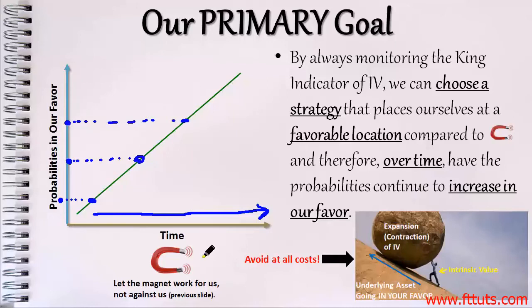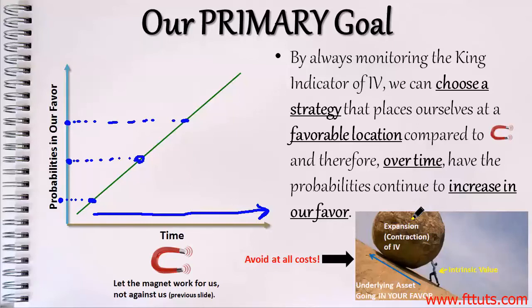And the way we're going to do that is we need to let the magnet work for us, not against us. And the best way to look at this is to think back to the blowfish effect. Keep in mind, no talk about the underlying security's price direction. But in the blowfish effect, that magnet was totally working against us, because the IV contracted, and that is what caused all those people to lose money, despite Apple making that big move in their favor. The magnet was working against them.